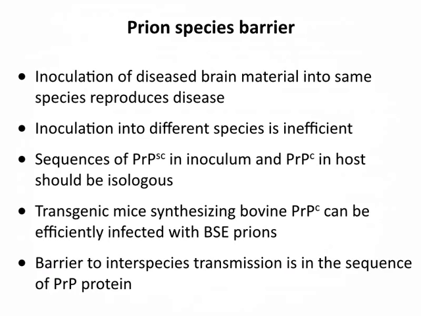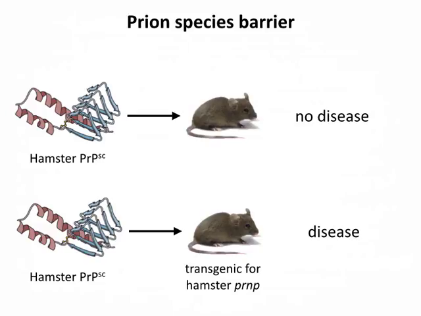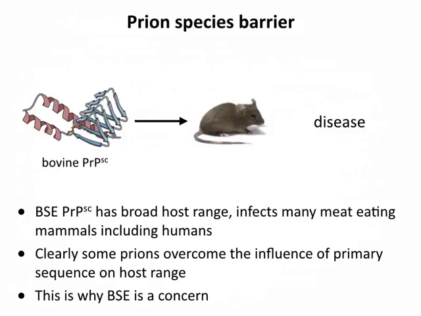So here's an example of the species barrier. You take a hamster PrPSc, you infect a normal mouse, you get no disease because the mouse doesn't have the hamster prion. But if you make a transgenic mouse, which now has the hamster PRNP gene, you can infect these mice with hamster PrPSc and they will develop disease. So having a match in the host is important for propagation of the disease. But it's not always the case. Sometimes mismatches work, like cow into people obviously works. So cow prions have a very broad host range. If you take cow PrPSc and infect mice, they get sick, normal mice without the cow gene. So this cow prion has a broad host range, and that's why we're worried about BSE, because it can overcome the host range.